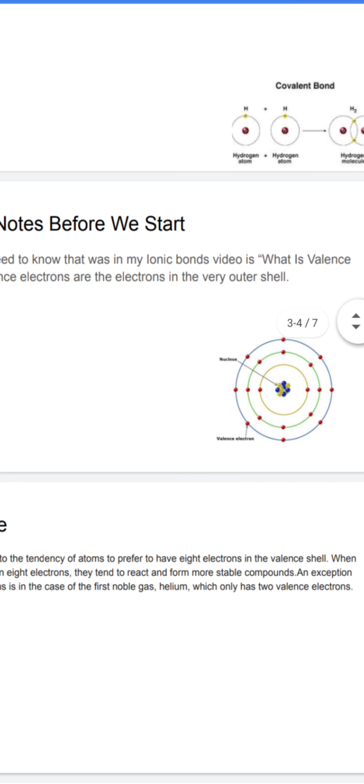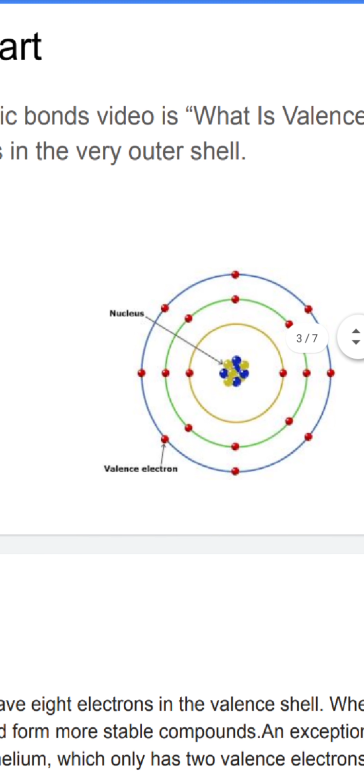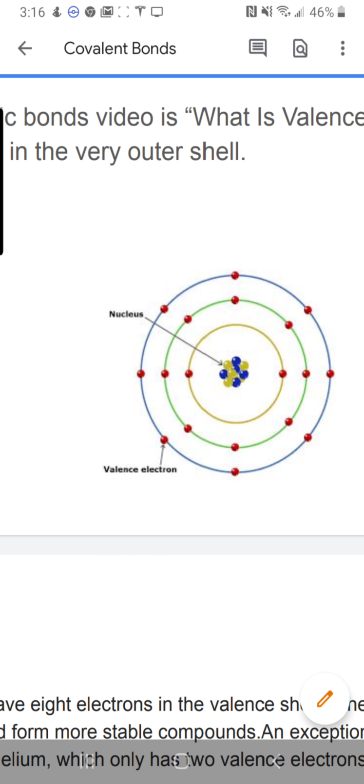And then here's a brief picture that shows you the valence electrons. It's pointing to 1, but it's actually every one of them in the outer shell.